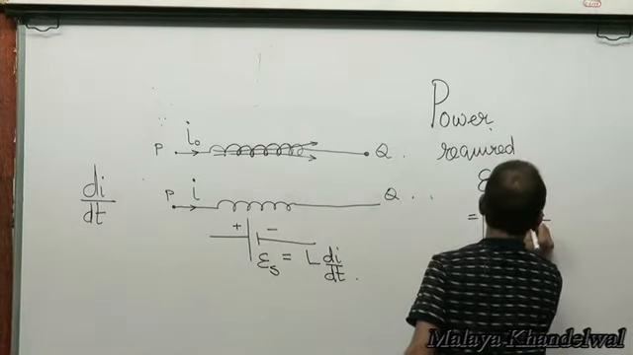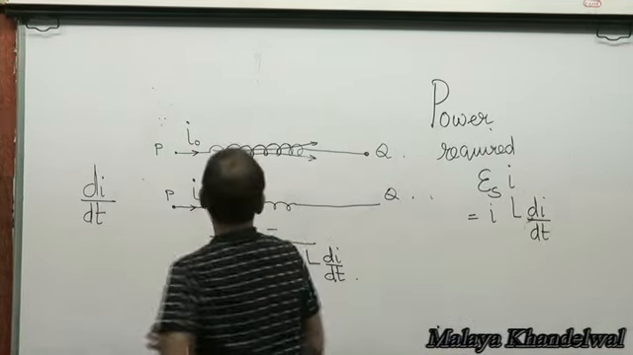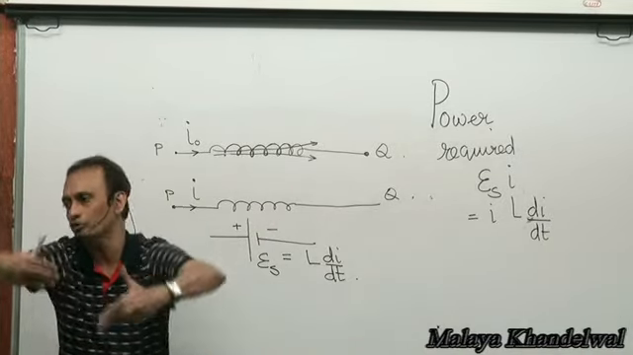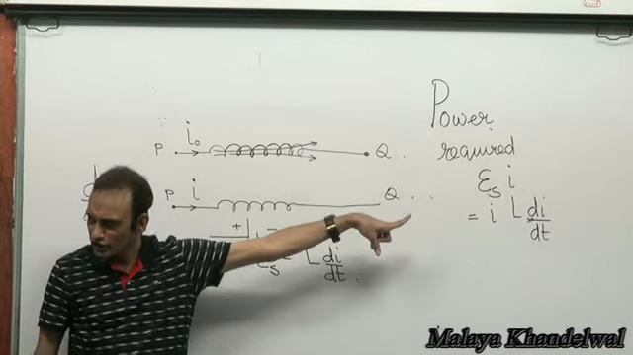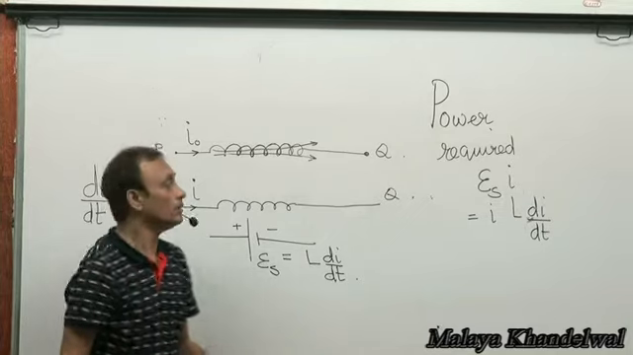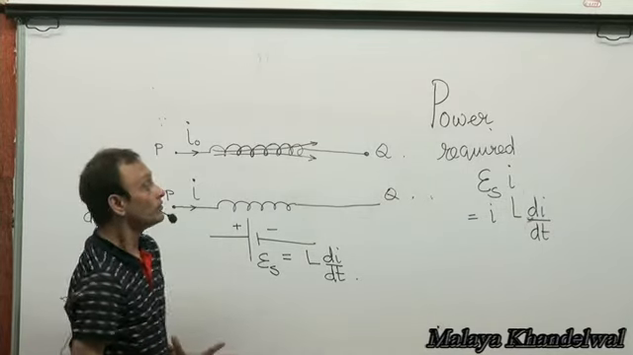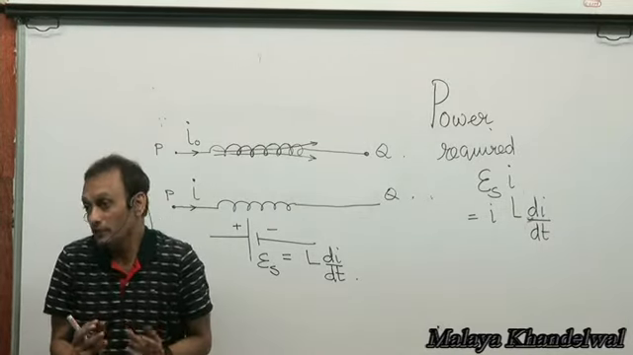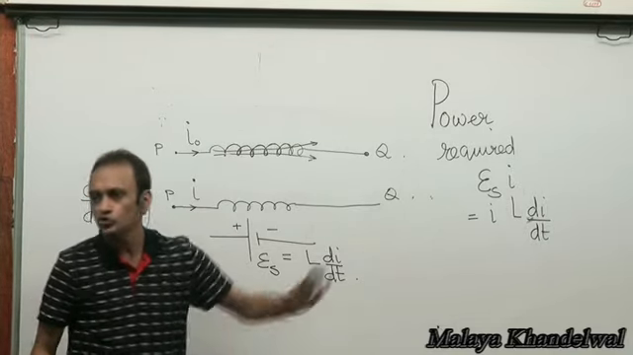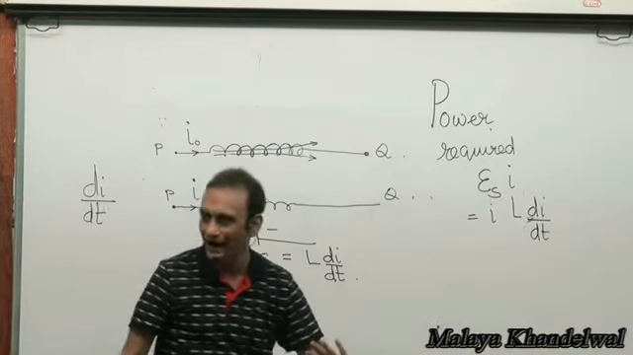These many watts. Who would give this power? The battery which is connected to PQ, which is trying to drive the current, will provide for this power. Yes or no? Which means now the energy required in a small time dt, power remaining practically the same number of watts, power into dt would be the energy required, right?